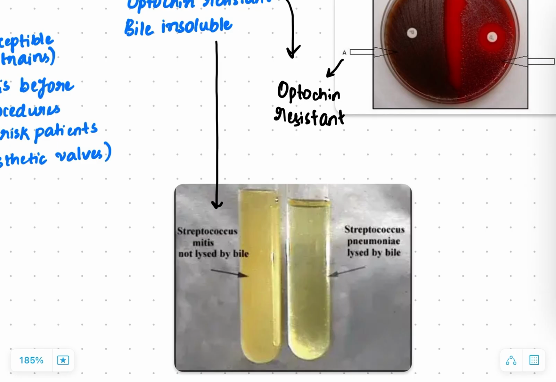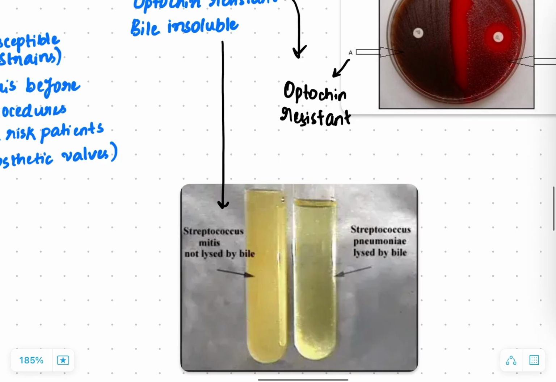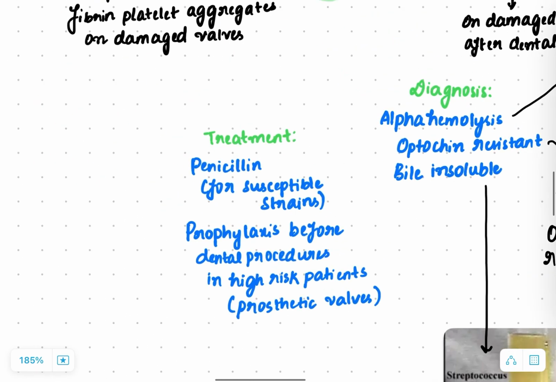Coming to bile insolubility, whenever we grow something on bile, like Streptococcus mitis, which is part of the viridans group, it is not lysed by the bile, whereas pneumoniae, which is part of the alpha hemolytic group, is lysed by the bile. So how we can differentiate pneumoniae versus the viridans group is that viridans is bile insoluble and optochin resistant. These are the two differentiating factors.